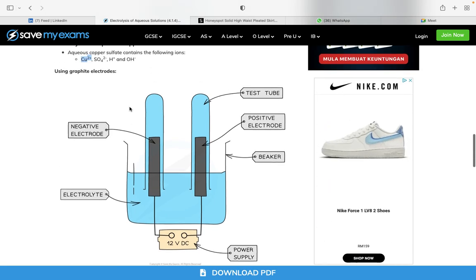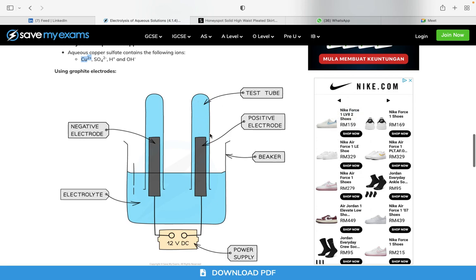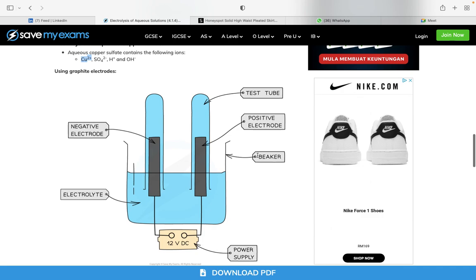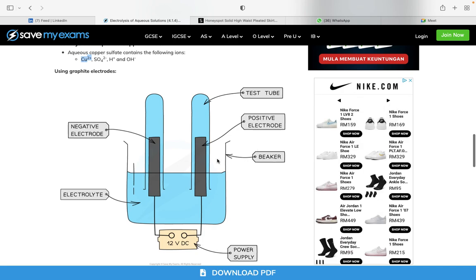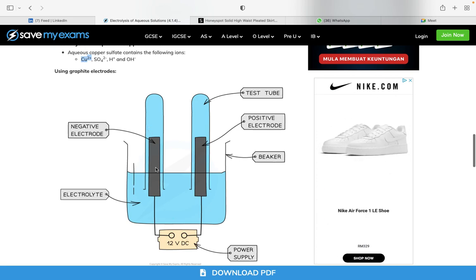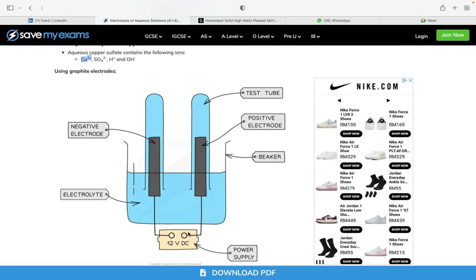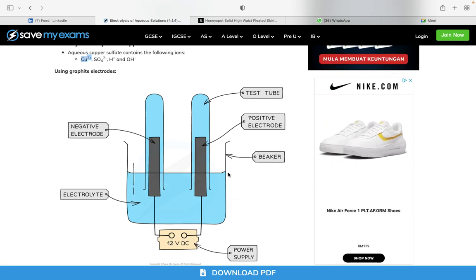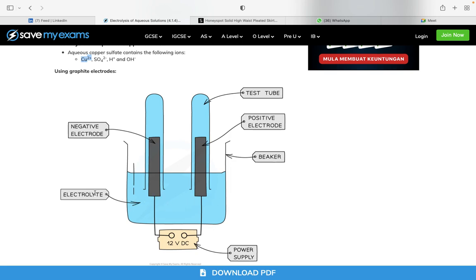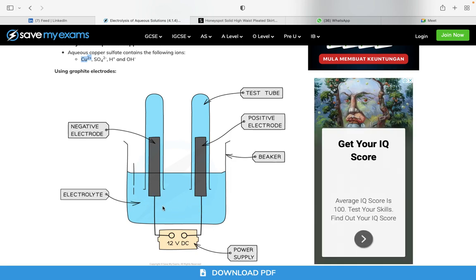So this is what is happening here. Here is the labeling. This is the negative electrode. This is the test tube. We use the test tube to cover and isolate them. This is the positive electrode, positive because it's connected to the positive side of the battery. This is negative because it's connected to the negative side of the battery. This is a beaker containing the electrolyte, which dissociates when electricity passes through it. It breaks down into 4 ions.